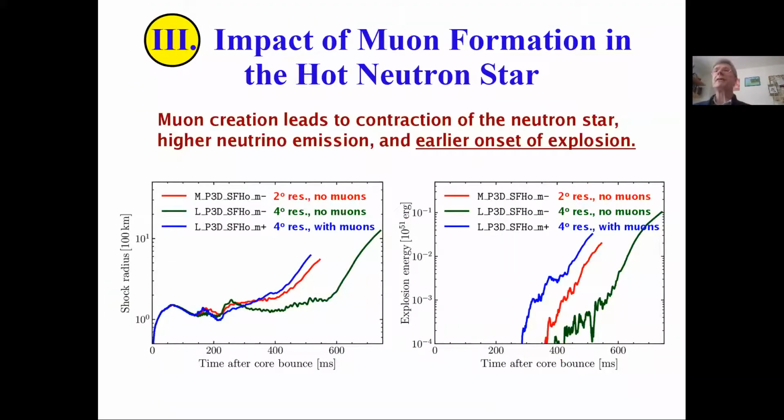Let me very briefly flash the main results of our project on the impact of muon formation. Muons in the nuclear medium actually lead to a stronger contraction of the neutron star. The neutron star becomes hotter. For this reason, it radiates higher neutrino luminosities and mean energies, and the explosion can therefore set in earlier.